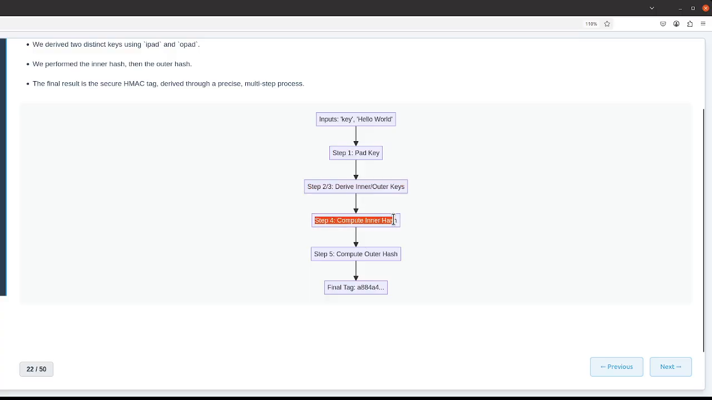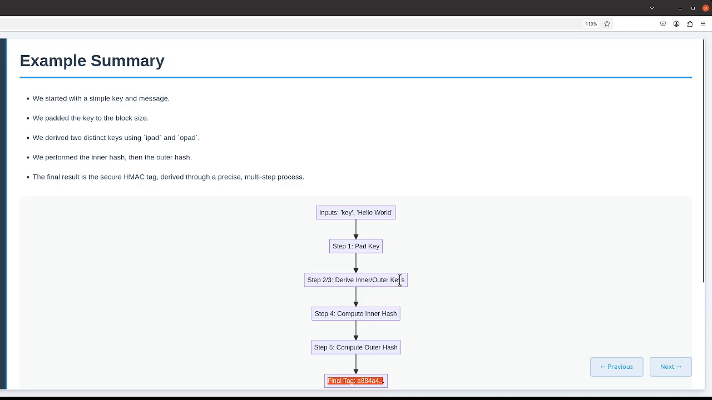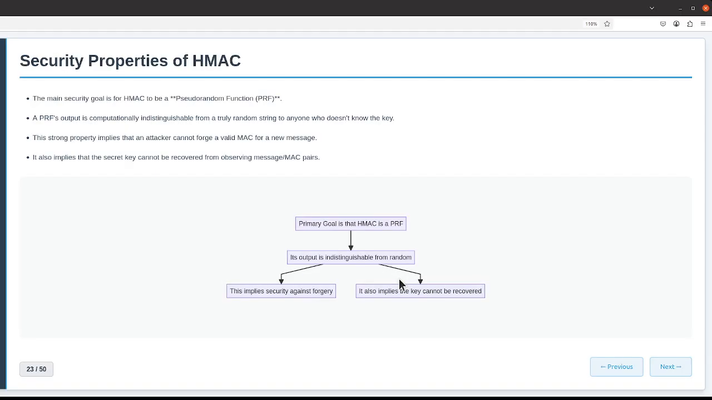This step-by-step process, while complex, is what every standard HMAC library does under the hood. It is this precise, multi-stage operation that provides the strong security guarantees that make HMAC so trusted. Security properties of HMAC. So what does this complex construction actually achieve? The primary security goal is that HMAC should be a pseudorandom function, PRF, as we have discussed. This means that to an attacker who does not know the key, the output of HMAC(key, message) is computationally indistinguishable from a truly random string of the same length.